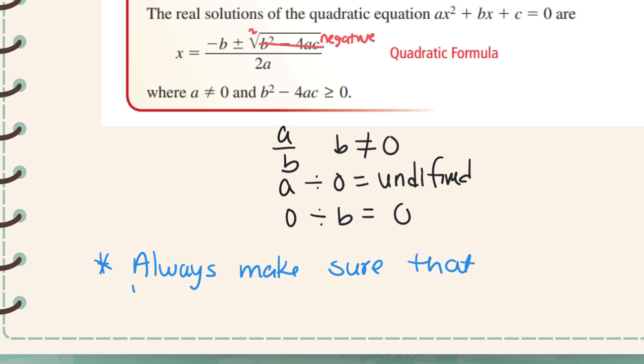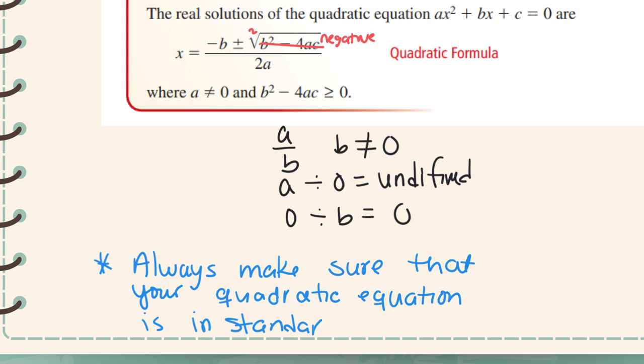Another thing is, let me write this down, always make sure that your quadratic equation is in standard form. Remember, we learned this before. Standard form means the highest degree to the lowest. If not, you're going to get a, b, and c differently and kind of confuse yourself, so it's better to always have it in standard form.